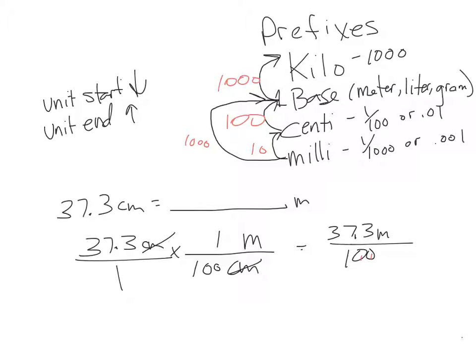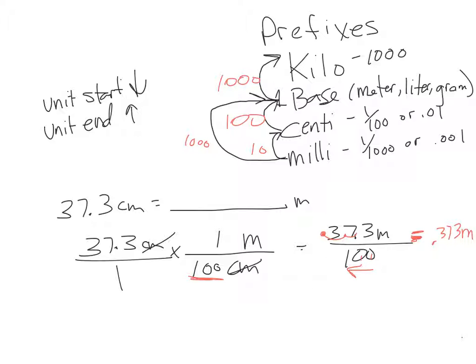Because we're dividing, we're going to move the decimal place to the left. When you divide, it's going to move to the left, and if you multiply, it's going to move to the right. So because the 100 is in the bottom, we're going to be moving the decimal place to the left 2 places, 1 and 2. So that our answer would have to be 0.373 meters. That should be an equal sign, not a negative sign. So 0.373 meters for this conversion.